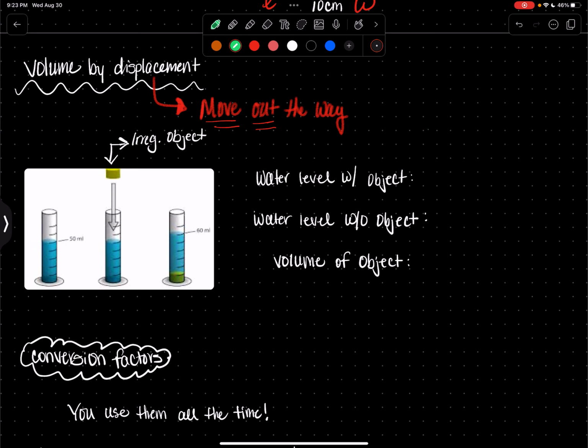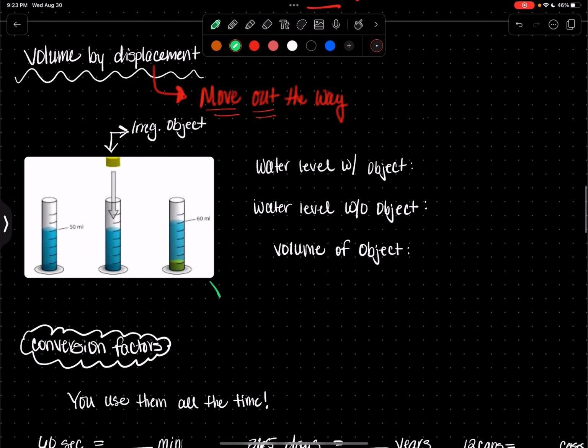That movement is the displacement. And we can do some basic math to see the volume of that object in relation to how it moves. So you need some information. I have a graduated cylinder in this picture here. I'm talking about this picture right here. I'm over here pointing, like you can see. But this picture here, you got some information.